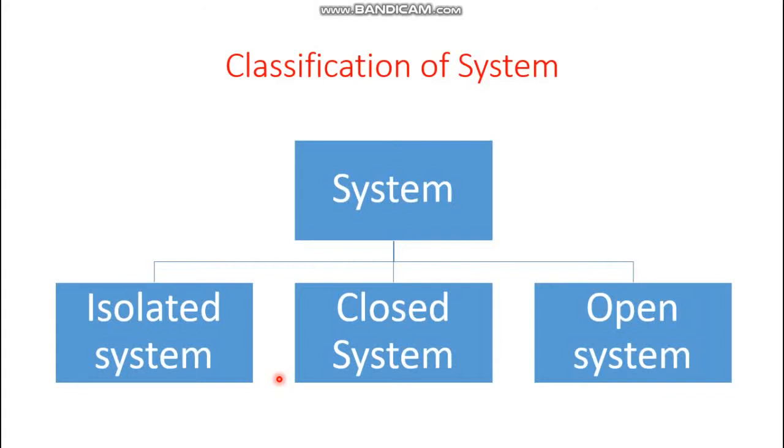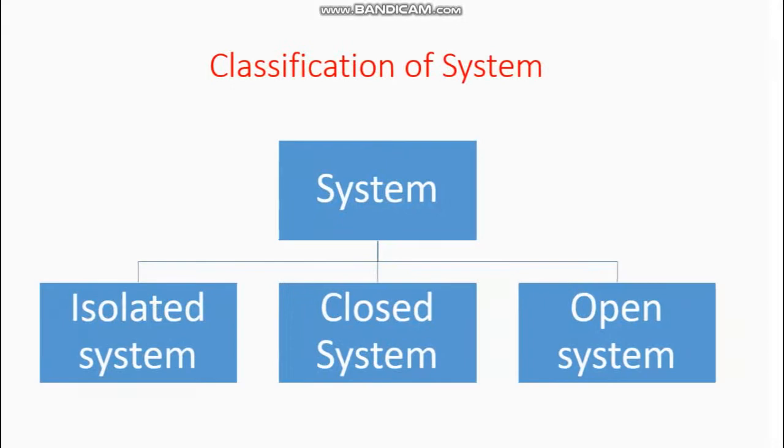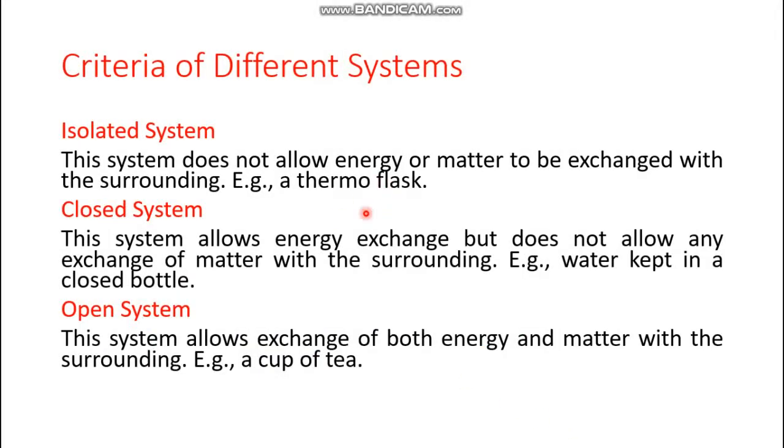What are the examples or definitions of isolated system, closed system and open system? The description of an isolated system is this: the system does not allow energy or matter to be exchanged with the surrounding. That is, there should be no flow of energy, there should be no exchange of matter between the system and the surrounding.